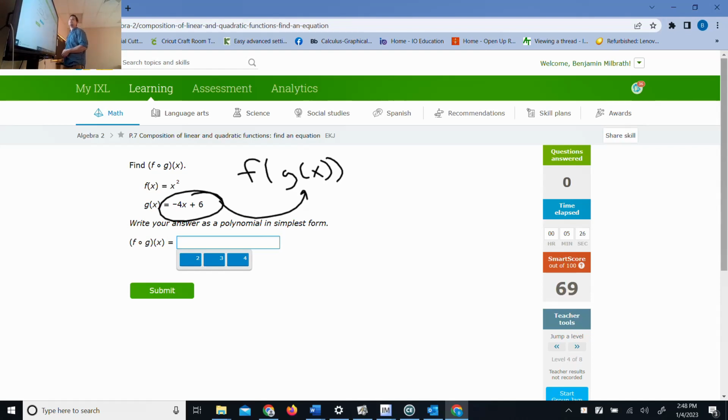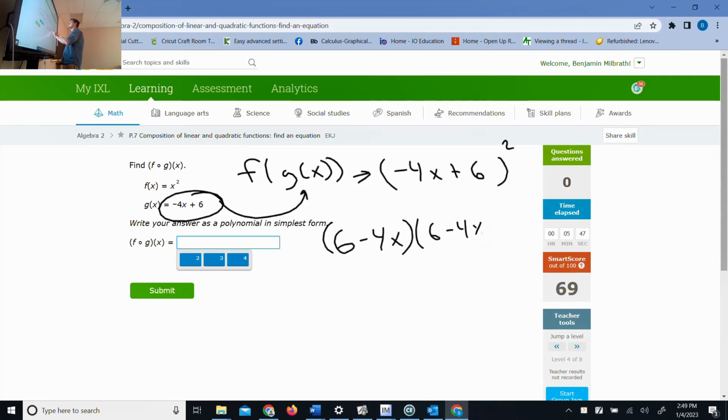So your goal here is to find f composed of g. Well, f is x squared, so I'm going to take this thing and I'm going to square it. That's what I got to write twice in FOIL. I'm going to do something a little bit different here. I'm going to write it in non-standard form. I hope that doesn't throw you off. I'm not trying to. It's easier for me to do this than it is the other one.